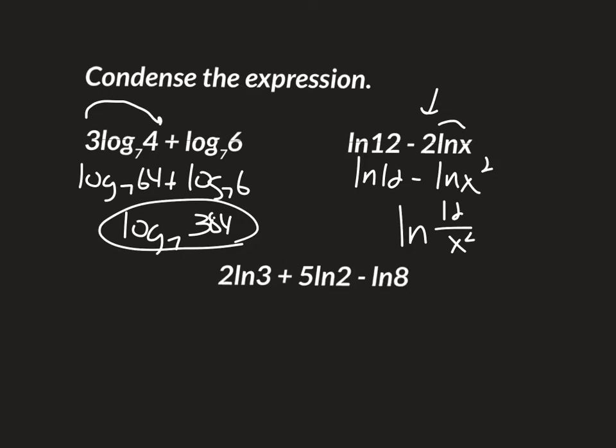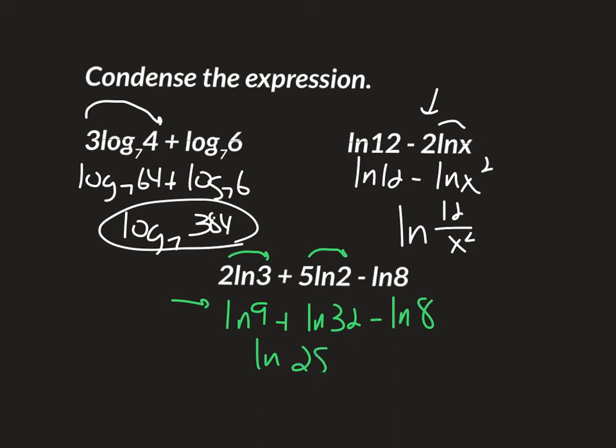So let's do this last one down here. I always do the exponents first. That 2 is really the exponent on the 3, so it'd be 3 squared, which is 9. That 5 is the exponent on the 2, which is 2 to the 5th, which is 32. And I have just natural log of 8 at the end. Now, the first thing I see is I've got 2 logs added together, which means I'm going to multiply 9 times 32 because addition means multiplication.